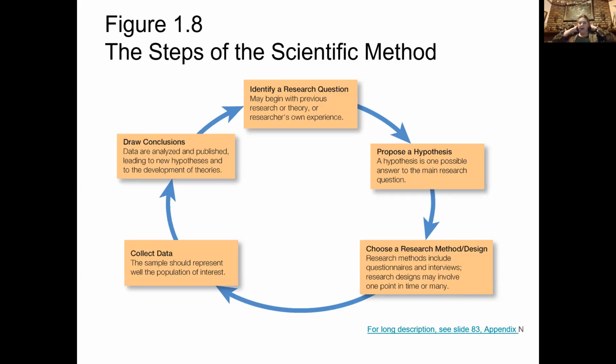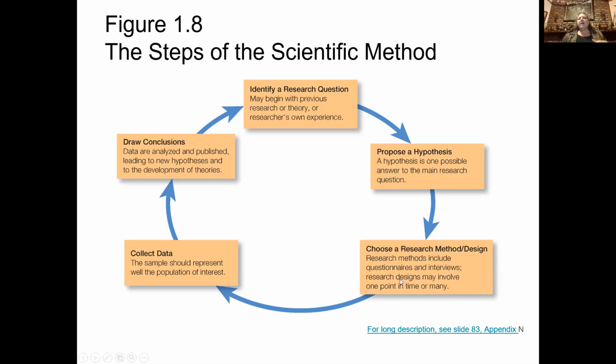And that's your hypothesis. You're going to choose a research method or design that is appropriate for the question that you are asking. Research methods include questionnaires, interviews. Research designs may involve one point in time or many points in time. Those are just kind of a brief feel for different methods. There's a lot of different methods that you can use.